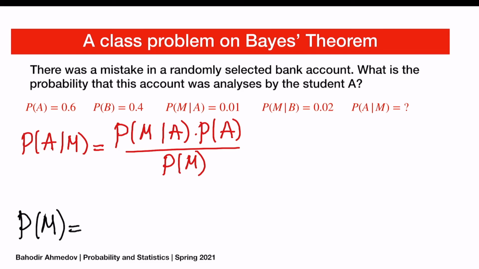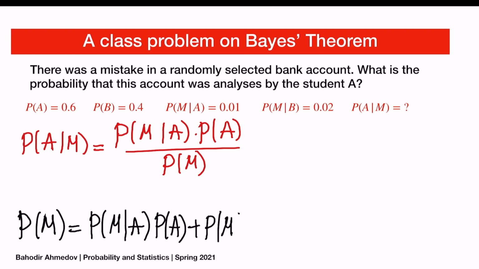accounts randomly, probability that there is a mistake in this account might happen in two different scenarios, okay, depending on whether this account has been analyzed by the student A or B, okay? So using the law of total probabilities, we're going to evaluate this. Probability that there is a mistake if this was analyzed by the student A times the probability of A, plus the probability that there is a mistake if this account has been analyzed by the student B times the P of B. Okay? And then we're going to just put all of the numbers together.